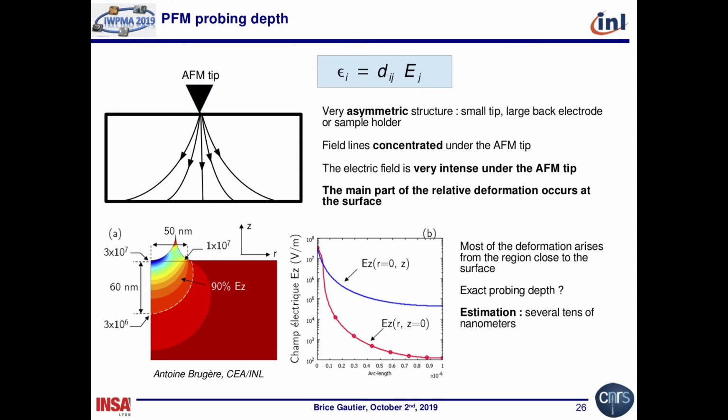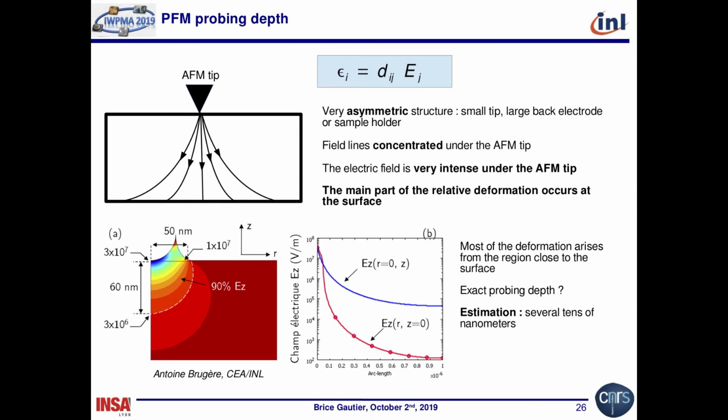So the electric field, if you just calculate the Z component of the electric field, it is very intense just beneath the tip, and it is far less intense if you go further from the tip. You have at least three orders of magnitude of difference when you go from this micron to this 100 of nanometers there, and after 100 of nanometers you have already lost a decade in electric field.